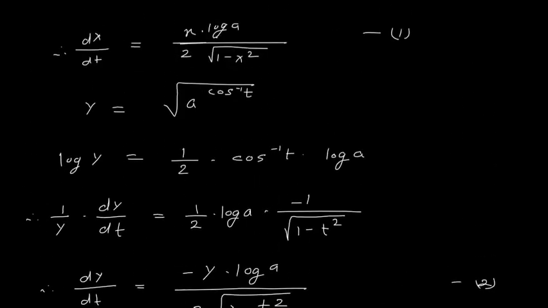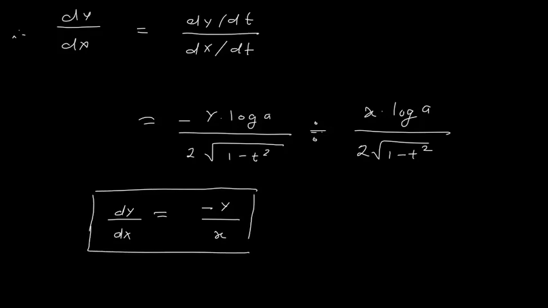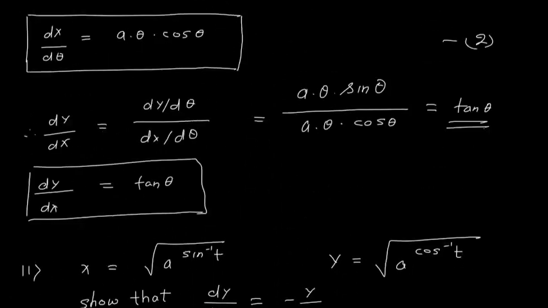So if you see the denominator part, it is the same. Log a can also be cancelled, and here you get finally minus y divided by x. This is your dy upon dx. So the value of dy upon dx is minus y upon x. Dy upon dx is minus y upon x, right? Okay.